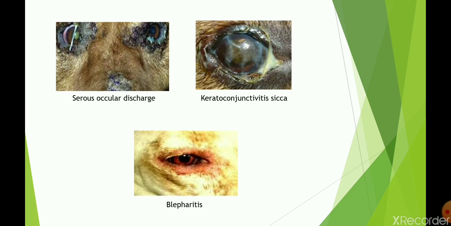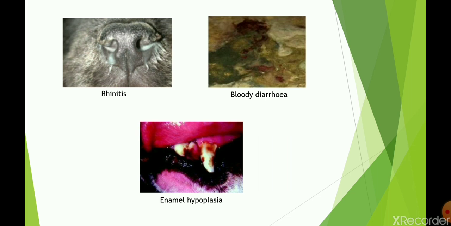On the right side you can see keratoconjunctivitis sicca. There is inflammation of the cornea, there is dryness, and the conjunctiva is also slightly inflamed. Then down you can see blepharitis, the redness in the eyelids, inflammation of eyelids. Then rhinitis, diarrhea, you can see the blood stains. Always you won't get this blood stains.